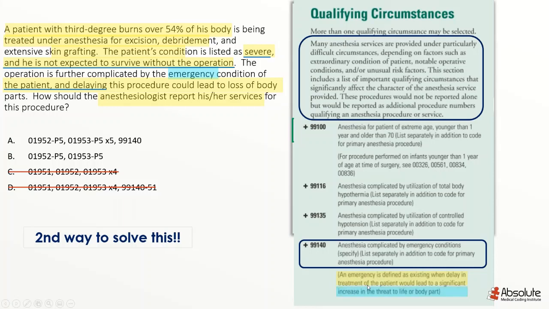All right, so emergent is defined as existing when delay in treatment of the patient would lead to significant increase in the threat of life. All right, so we already said that it's emergent, could lead to the loss of body parts. Okay, so yeah, we know that we would need that 99140. Okay, so we could have done it that way as well.